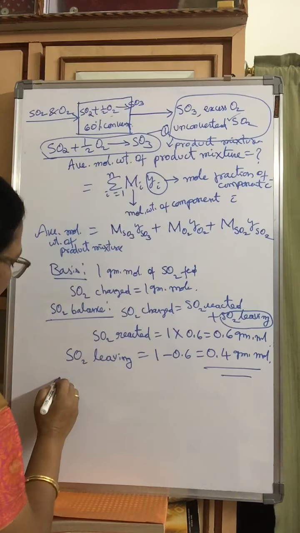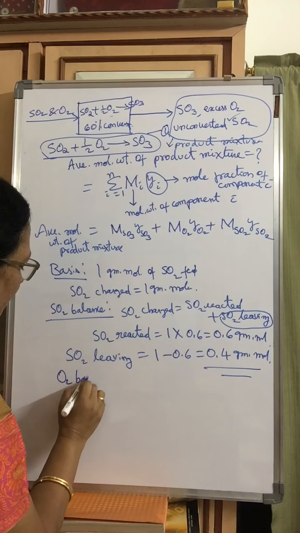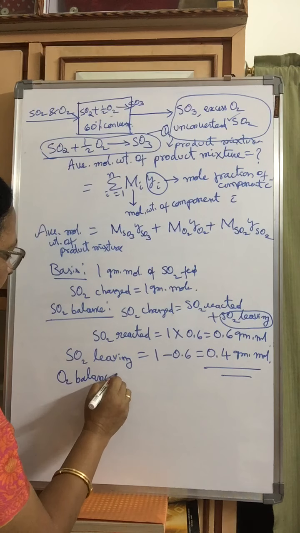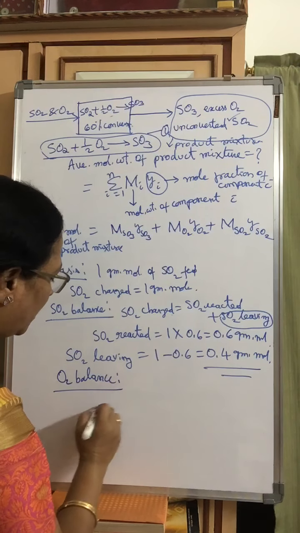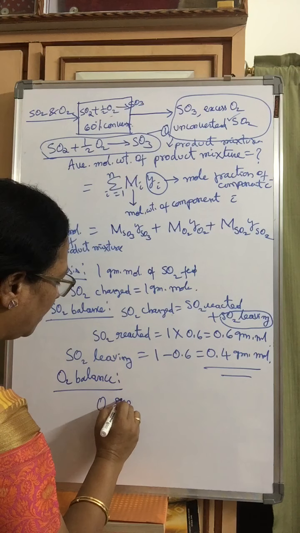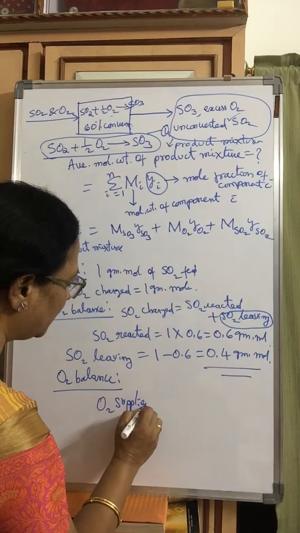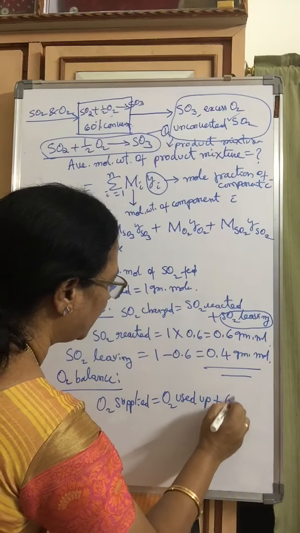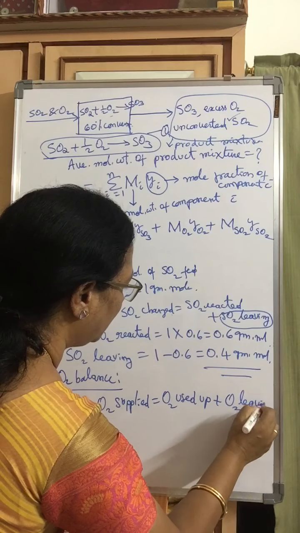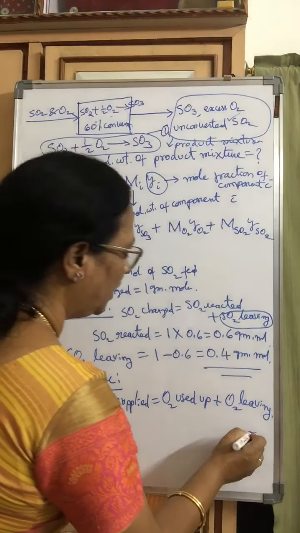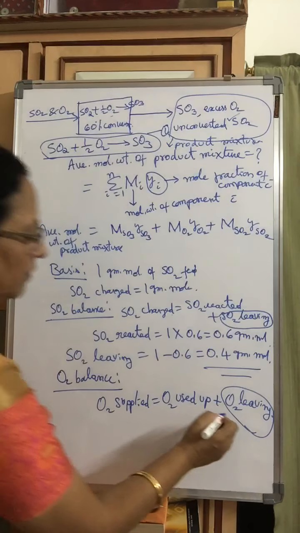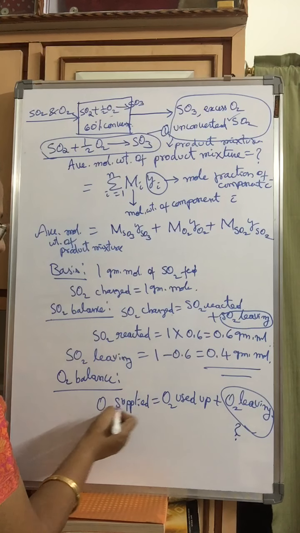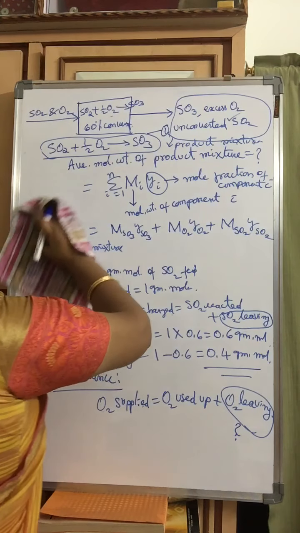SO2 is over. Then oxygen. Oxygen balance we write. Oxygen balance is: oxygen supplied is equal to oxygen used up plus oxygen leaving. This is the oxygen balance. We need to calculate oxygen leaving, so we need to calculate first oxygen supplied and oxygen used up.